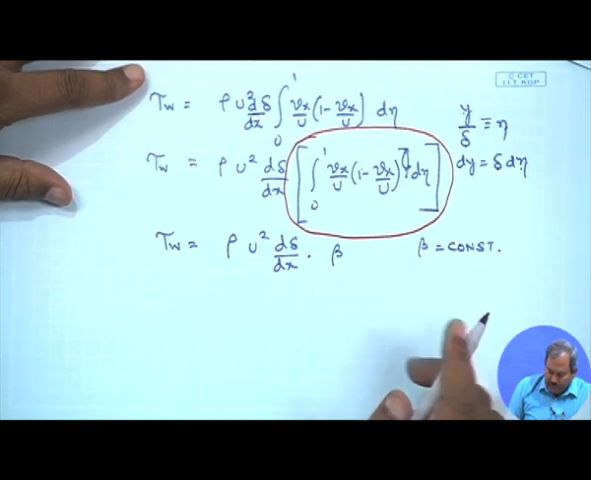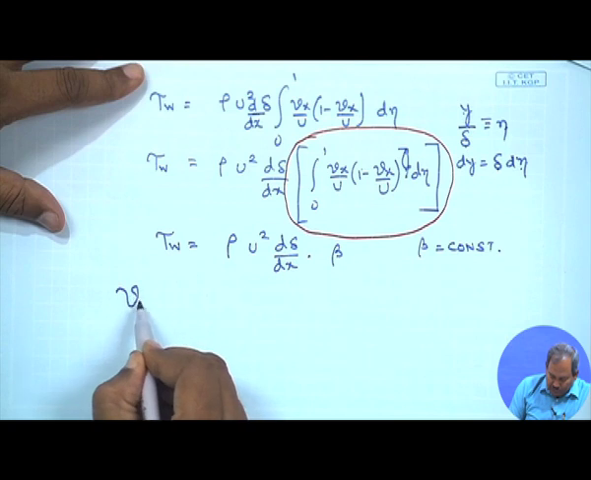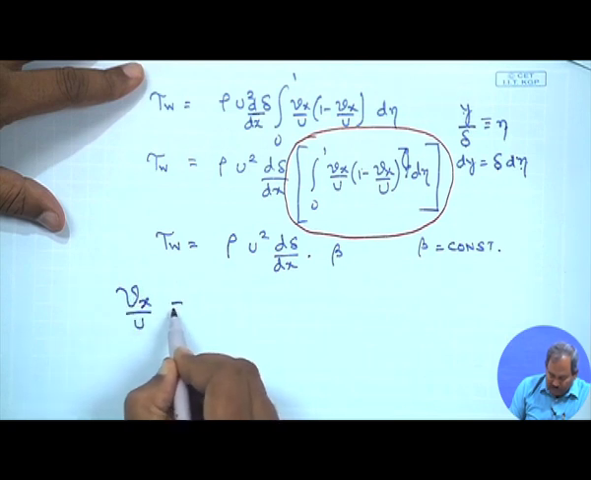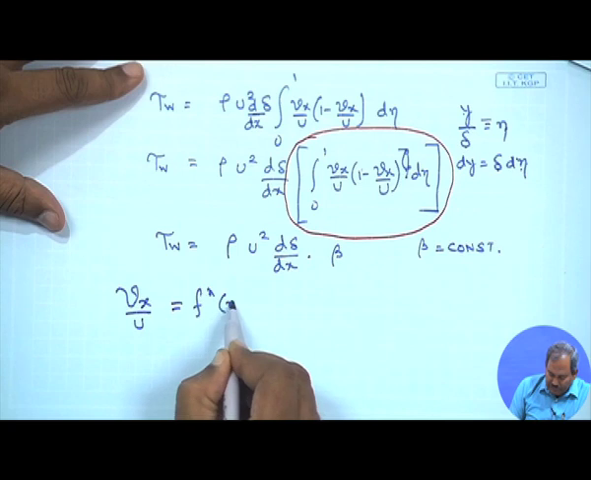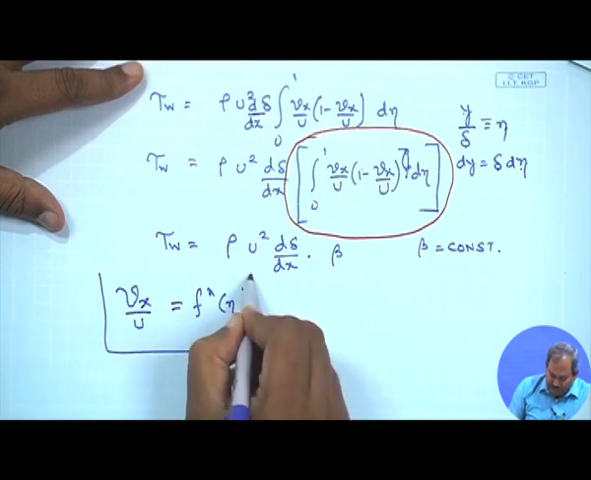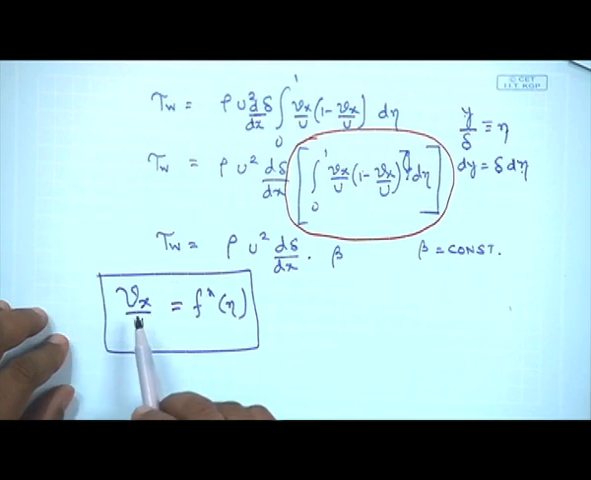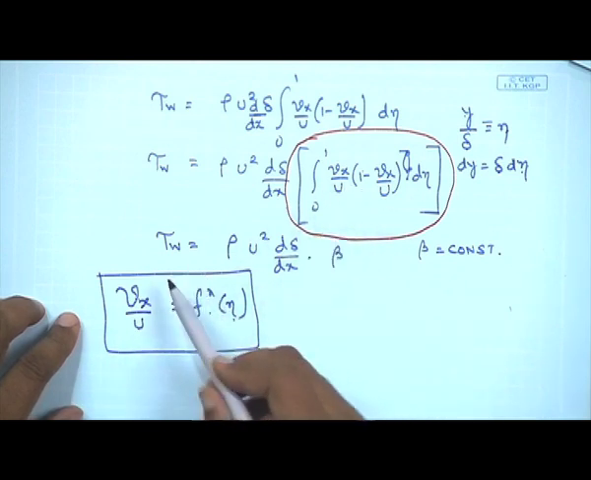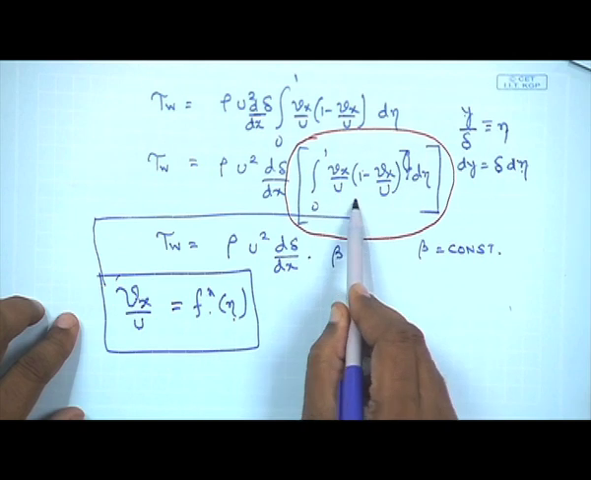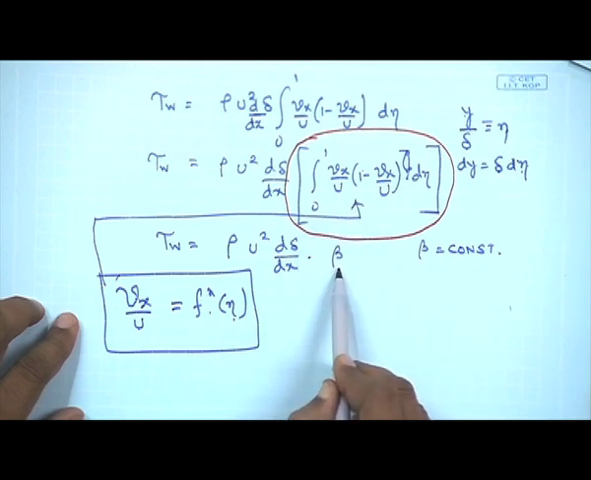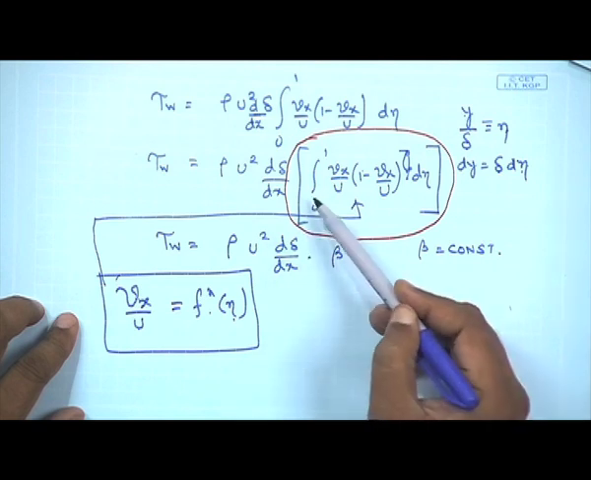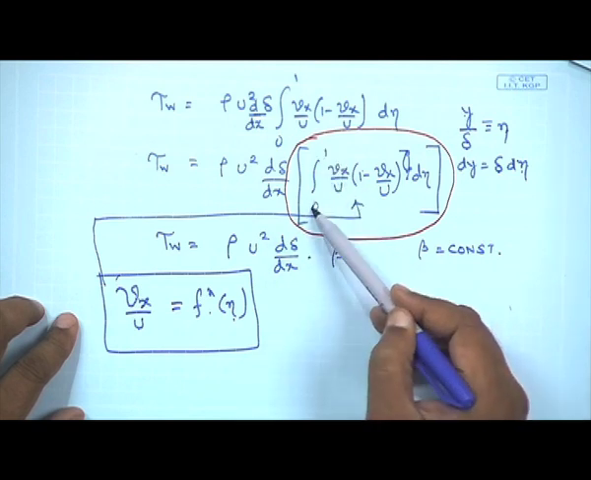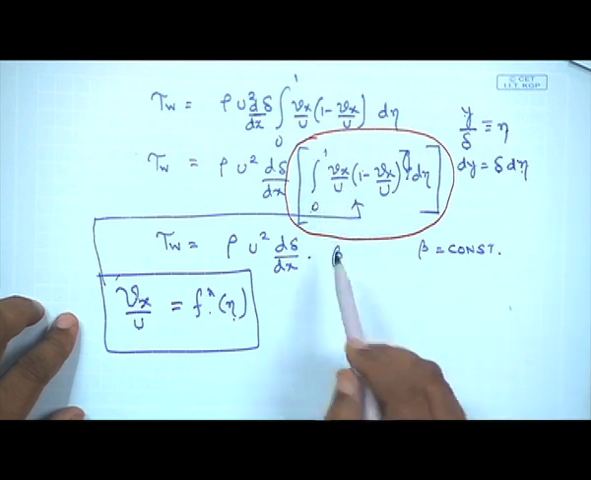Now, in order to do this, one must know what is Vx by u as a function of eta. If I have some means to find out the variation of the dimensionless velocity as a function of eta, then by substituting this functional form in here, I should be able to obtain the numerical value of beta. And I am integrating it from 0 to 1, over a fixed interval. So, what I would get out of this is just a constant.